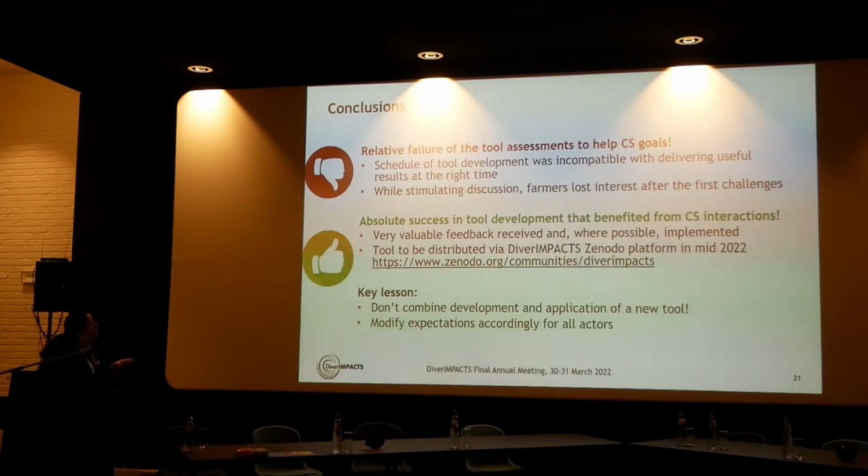Okay, so the conclusion is the relative failure of the tool assessment to help the CS goals, because the chronology of the adaptation was not the right one: the needs of the farmers were there from the very beginning of the project, and this co-conception meant that the final tool is available only at the end of the project. So there is stimulating discussion, there is interesting feedback, but there is a loss of interest by the farmers because the results were too long to arrive.